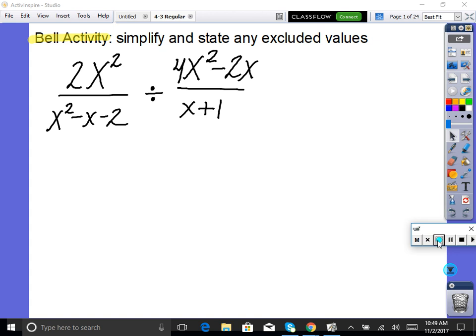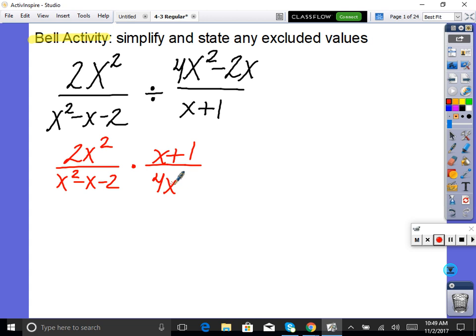So, sorry, I've got to read that. So we have 2x squared over x squared minus x minus 2, times x plus 1 over 4x squared minus 2x, right? Now, is anyone mad? We know in multiplying fractions, we literally multiply straight across. So I'm just going to throw parentheses in. Is that okay? Okay, perfect.